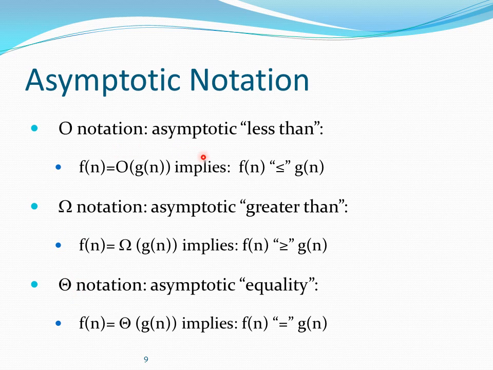Big O notation means if f of n and g of n are two functions, f of n equal to order of g of n implies f of n is less than g of n. Next, big omega notation: f of n equal to big omega of g of n implies f of n is greater than g of n. Big theta notation, asymptotic equality: f of n equal to big theta of g of n implies f of n equals g of n, meaning there exist two constants, one lower and the other upper.